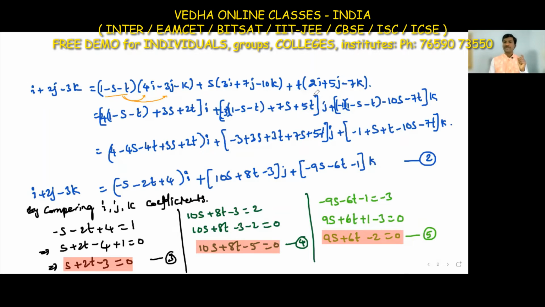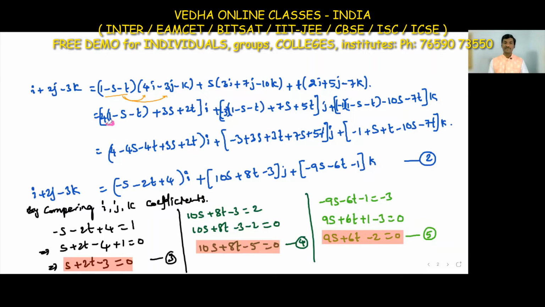We took j common, and after that I take k common: minus 1 into (1 minus s minus t), then for the k term, s into minus 10k gives minus 10s, and t into minus 7k gives minus 7t. So i, j, k are common, and we try to simplify inside.